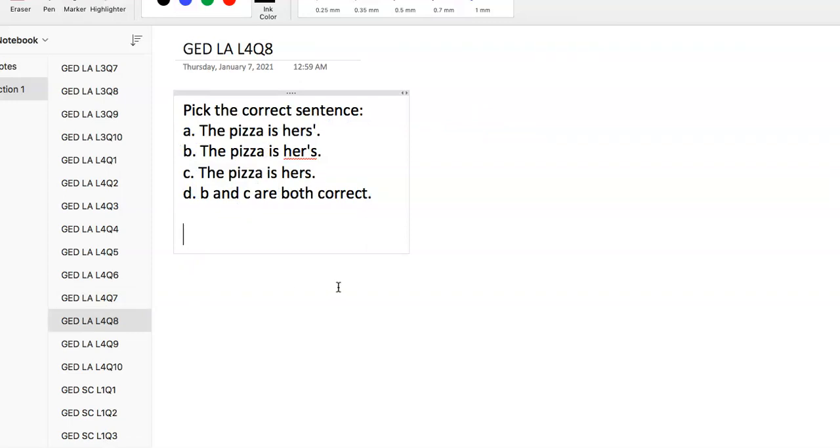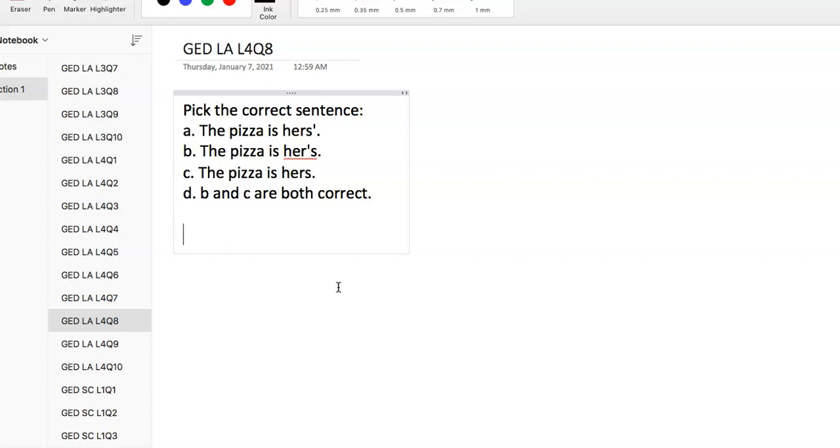Then we want to pick the correct sentence where it says the pizza is hers. We have a few different options: an apostrophe between the R and the S, an apostrophe at the end of the S, and also no apostrophe. So how do we know what to do here? The first thing we want to know is that this is a possessive sentence. A possessive sentence shows ownership, right? She's the owner of the pizza.